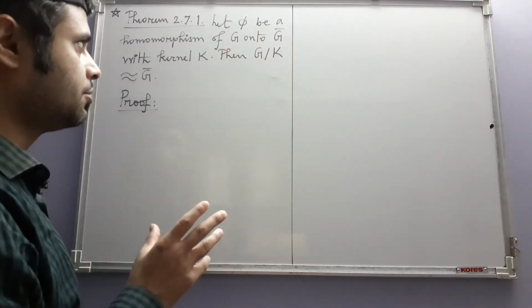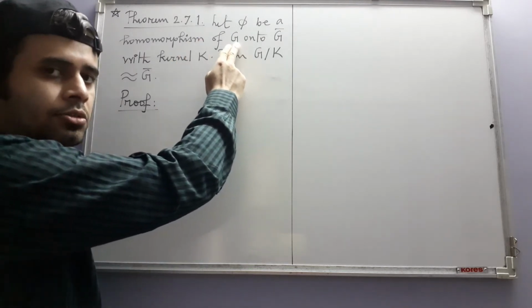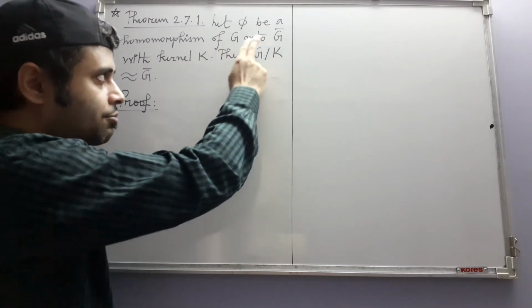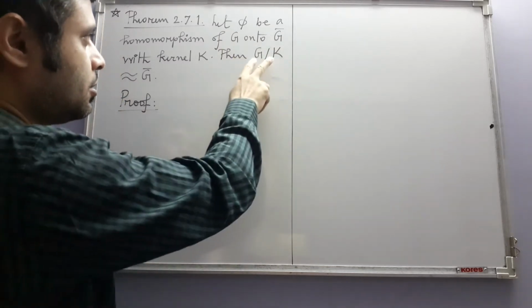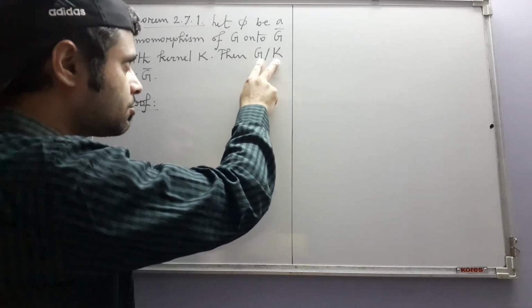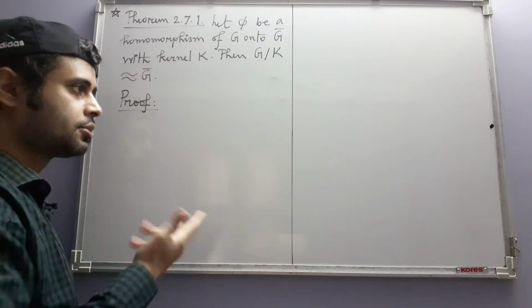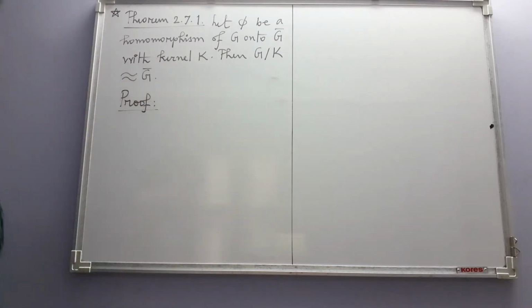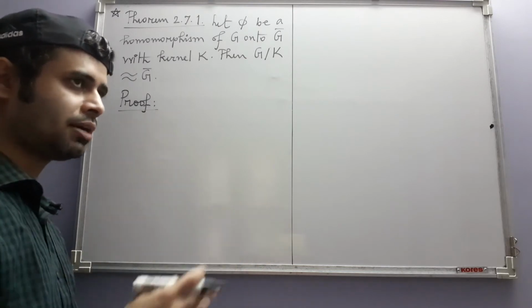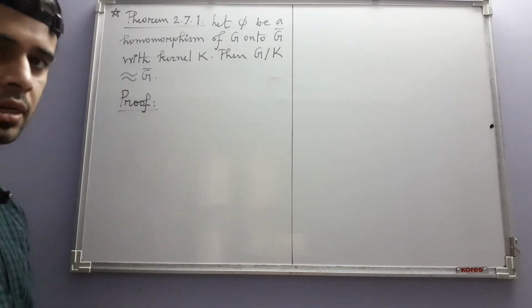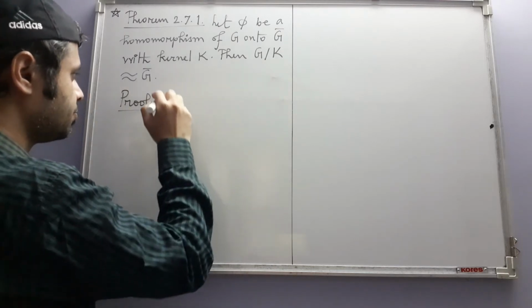And we already know that the kernel is a normal subgroup of the domain group G. So we can form this quotient G by K, it makes sense. We then have to prove that this quotient group is actually isomorphic to G bar. So let us see how we can prove this. The proof is direct. We are going to define a map and we will prove that it's an isomorphism of G by K onto G bar.